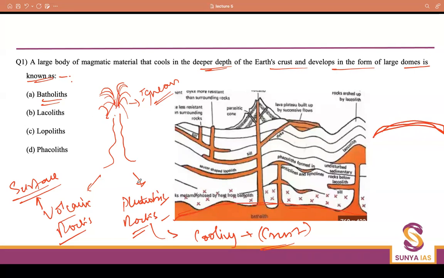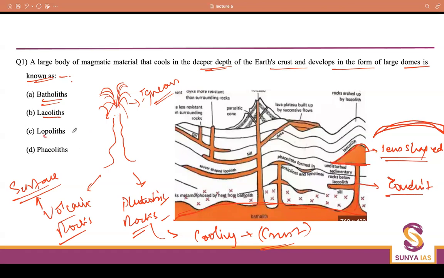Now, what are laccoliths? These are landforms which are lens shaped, formed inside the earth crust. It is also a body of intrusive rock with a dome-shaped upper surface, whereas the lower surface would be level, a flat base, and it would be fed by a conduit. This is known as a conduit pipe, from where the magma rises. So this is your laccolith.